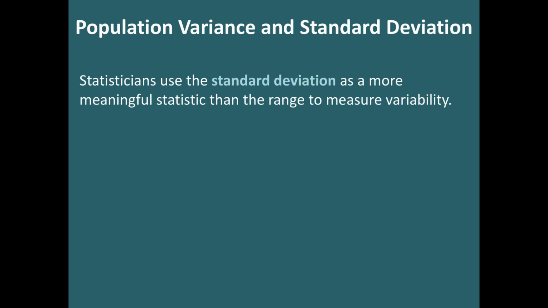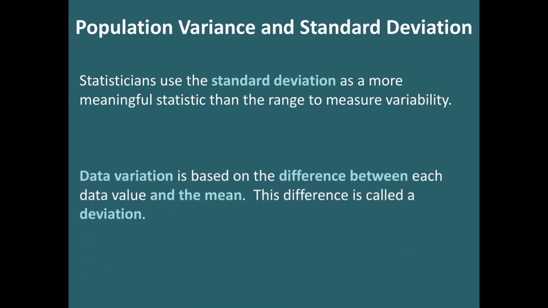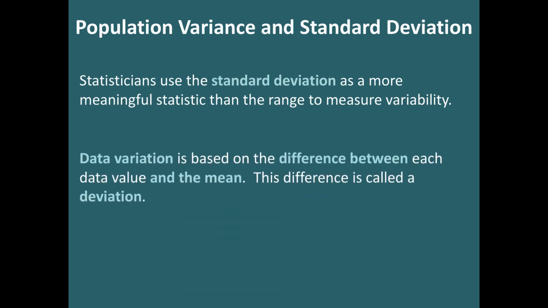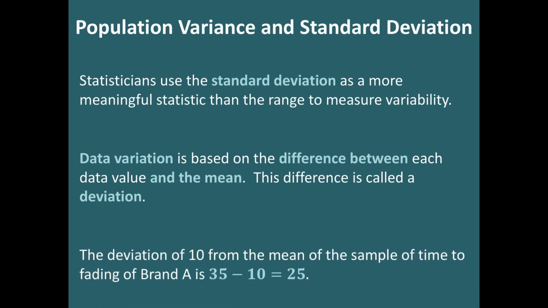So for that reason, we should discuss population variance and standard deviation. Statisticians use the standard deviation as a more meaningful statistic than the range to measure variability. Data variation is based on the difference between each data value and the mean. This difference is called a deviation. The deviation of 10 from the mean of the sample of time to fading of brand A is 35 minus 10 equals 25, for example.